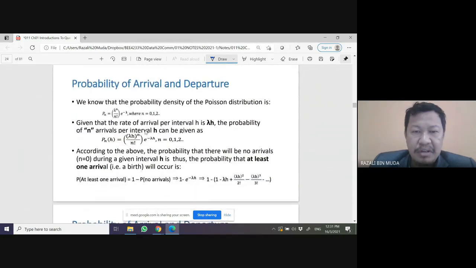You need to read this yourself. I think you can read this. Probability of arrival and departure. We know the probability equation here, and you can look a little bit more yourself at the probability theory here.